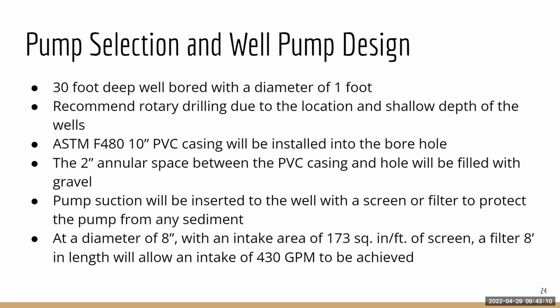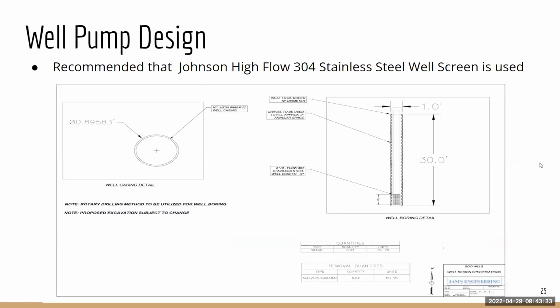After this is bored, the pump suction can be inserted into the well, and then it will need a filter or screen to protect the pump. At a diameter of an 8-inch filter with an intake area of 173 square inches per foot of screen, we determined that a filter 8 foot in length will need to be used to allow for an intake of 430 gallons per minute. And this drawing here shows our well pump design detail. We recommended the Johnson High Flow 304 stainless steel well screen is used. And this just shows our well boring and well casing detail on here.